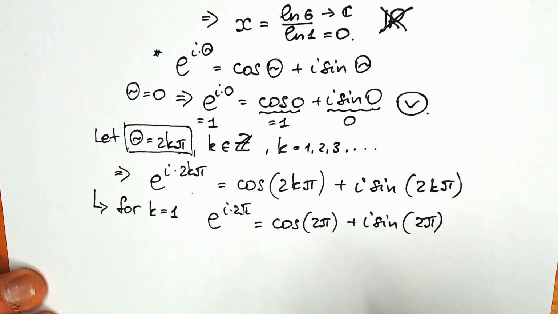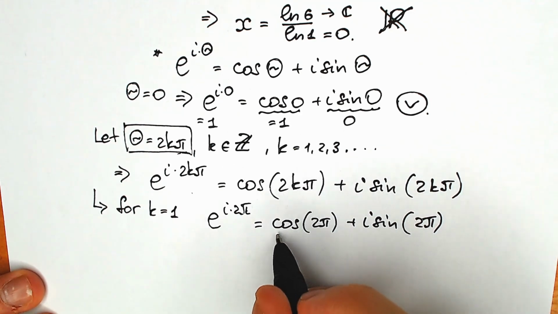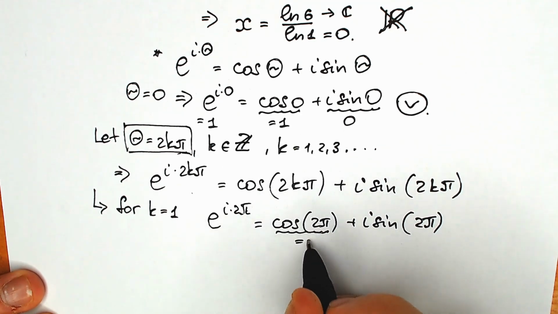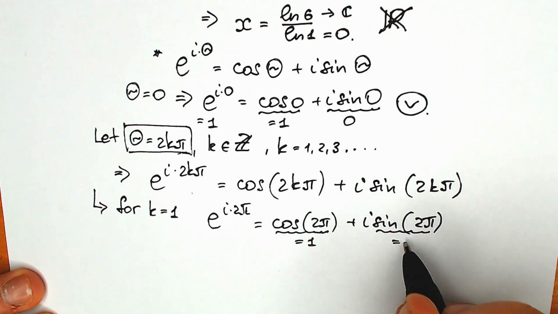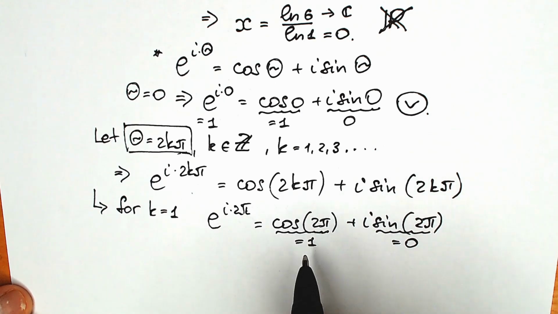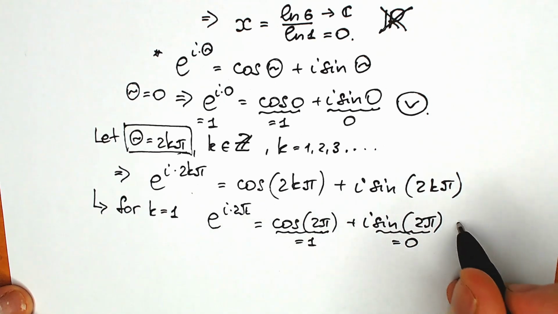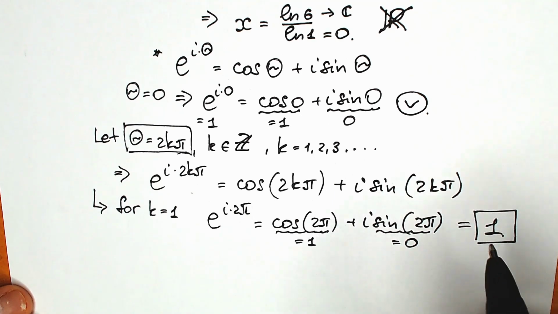Okay, i sine 2 pi. And of course, we know this value because cosine 2 pi is equal to 1. So this expression is equal to 1. And i sine 2 pi, right here, this expression is equal to 0. In terms of periods, sine 2 pi is equal to 0. And if we add 1 plus 0, as a result, this expression will be equal to 1. Just keep in mind this 1.